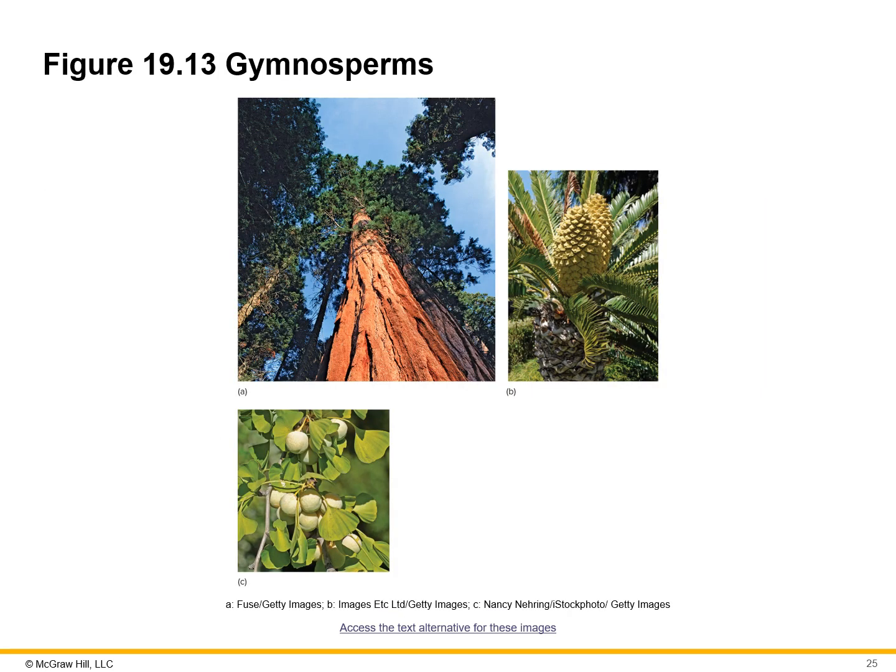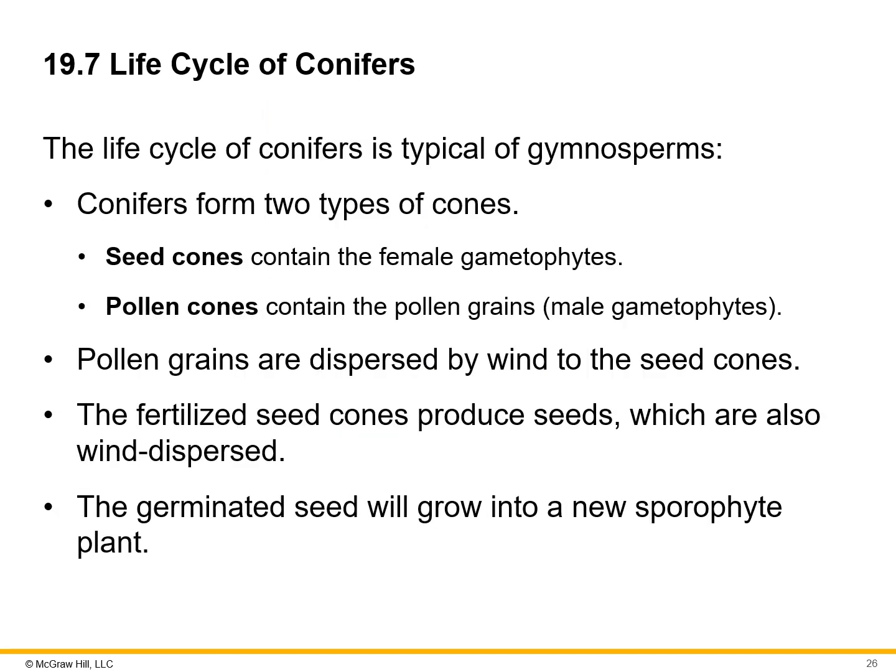All right, just looking at a few examples. Again, here are our conifers that we see, those pine cones that get made, and the ginkgo down here. So again, these produce seeds, but in the gymnosperms, the egg is not completely enclosed by the ovule. Now the life cycle of the conifers, so this is kind of the typical gymnosperm, so we'll just focus on it. There are 2 types of cones.